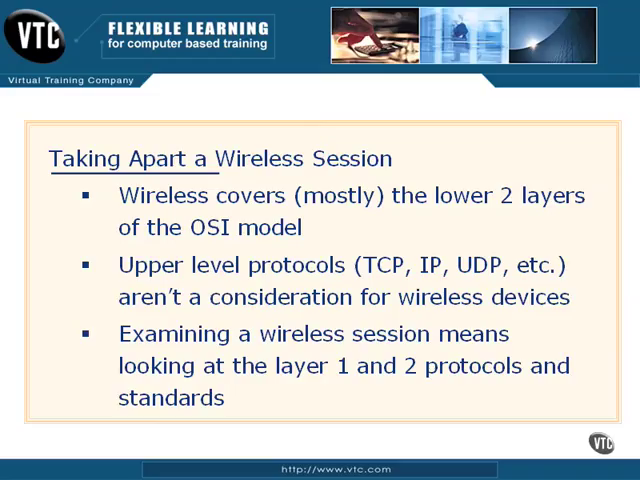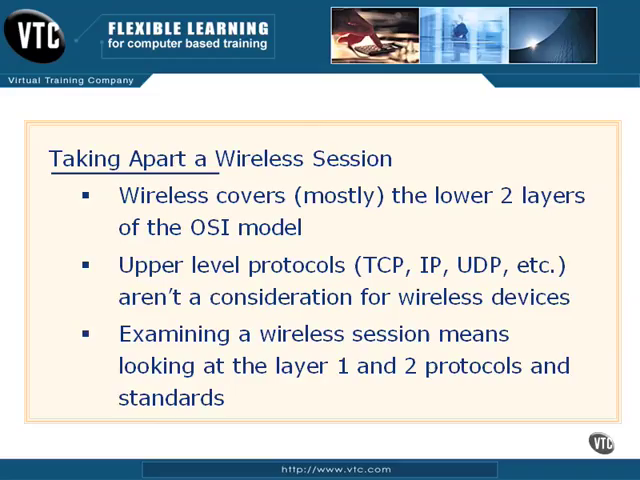So the upper layer protocols such as TCP, IP, UDP, DNS, HTTP, and so forth aren't really a consideration for the lower level devices. As far as they're concerned, all that traffic is the same. Its job is just to get it out in the air. So most of the protocols we'll look at with wireless traffic are mostly the lower two layers of the OSI model, the data link layer and the physical layer.